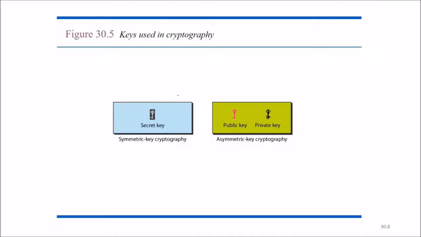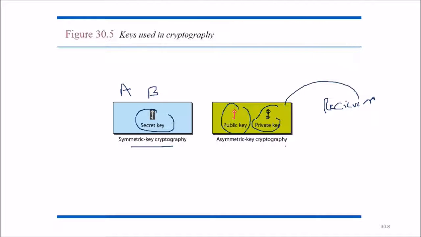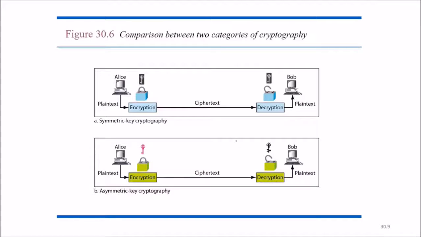The keys which are used in cryptography: in symmetric key, the secret key is shared by Bob and Alice, while in asymmetric key cryptography, there is a public key which is available to everyone, but the private key is only available to the receiver because he or she is going to decrypt using the private key.